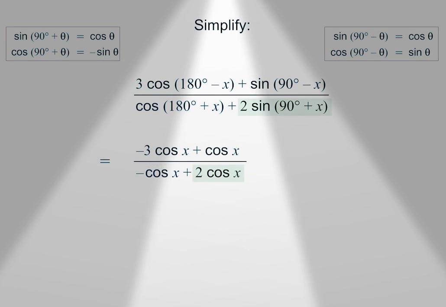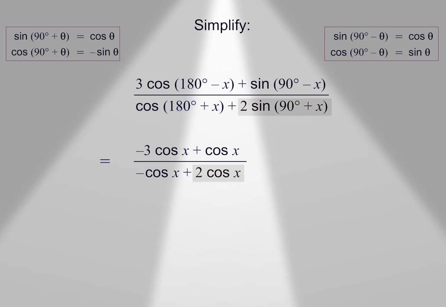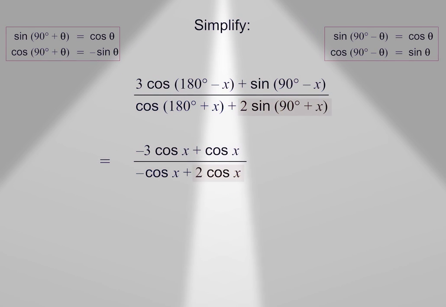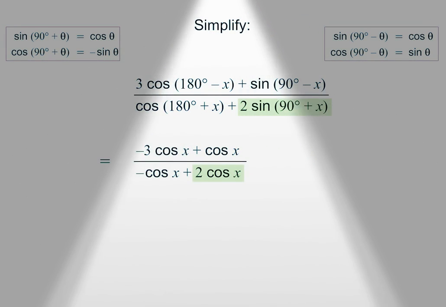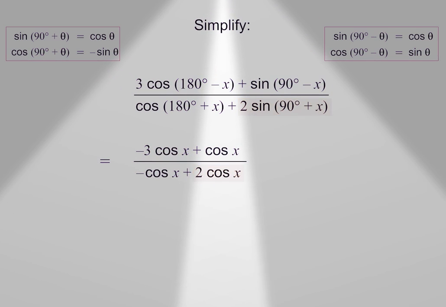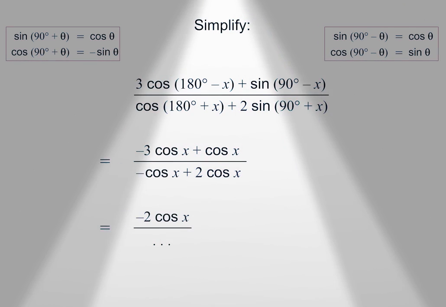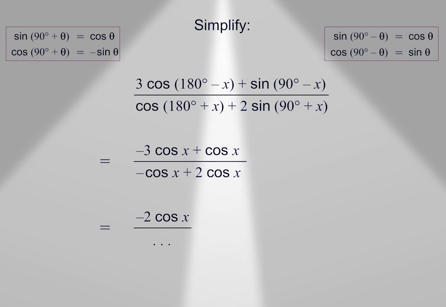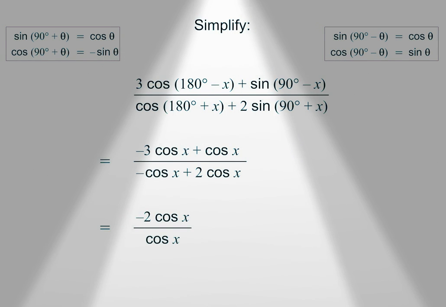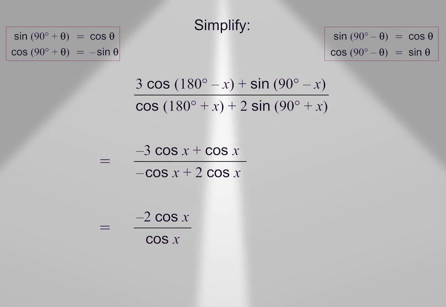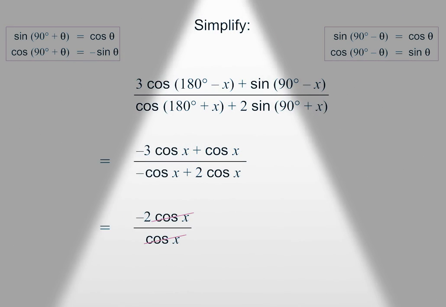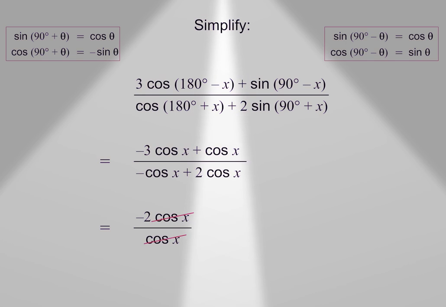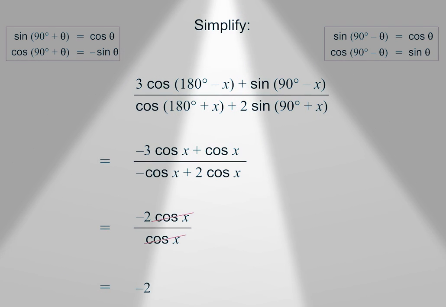And because sin 90 degrees plus x reduces to cos x, 2 times sin 90 degrees plus x will reduce to 2 times cos x. We have now reduced all the angles to x. And because we have like terms in the numerator, we can add them to get minus 2 cos x. We also have like terms in the denominator, which we can add to get cos x. We have one term over one term, so we can cancel as follows. This gives a final answer of minus 2. Please pause the lesson if you need more time to check the working.